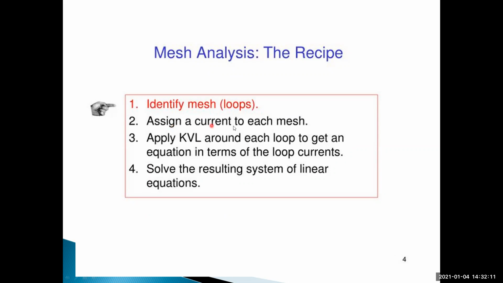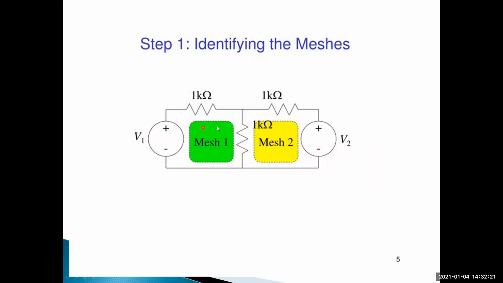Second, assign a current to each mesh. First one, identify mesh. All of you write fast. First one, identify mesh or loops. This is called mesh. It's a closed path. If, for example, there is no wire between here and here, then there is not a mesh. It's not a closed path. If there is no connection between these two.